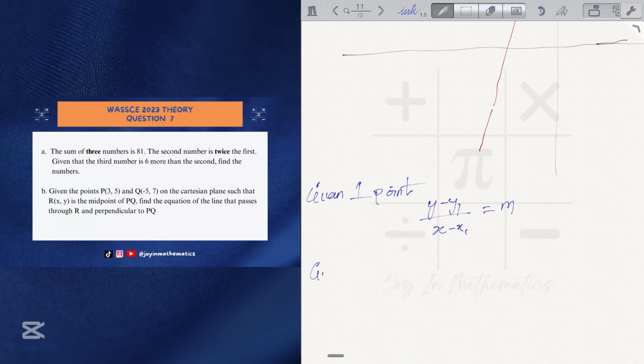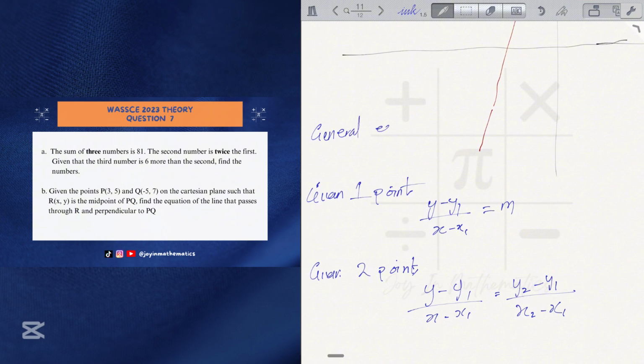Now if we are given 2 points and we are asked to find the equation of the line, we will evaluate it by saying (y minus y1) divided by (x minus x1) is equal to (y2 minus y1) divided by (x2 minus x1). Now the general format of the equation of a line is given as y = mx + c, where m is the gradient and c is the y-intercept.